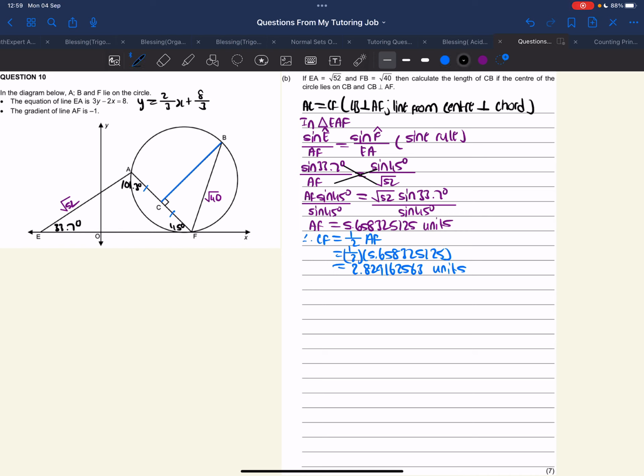Then in triangle CBF, they want us to find CB. So CB squared is going to be BF squared minus CF squared, and that is the theorem of Pythagoras.